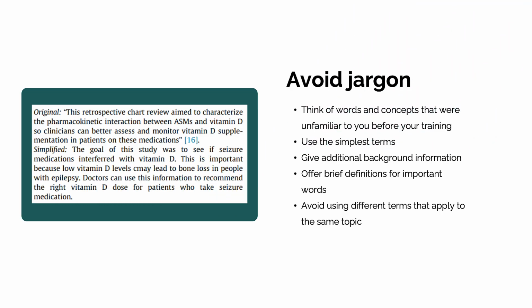The first technique is to avoid jargon. First, start by thinking about your early days in your field or research. Think of words and concepts that were unfamiliar to you. You can assume then that these would also be unfamiliar to your lay audience. Then be sure to use simple terms and give background information when needed. If a term seems a little difficult, give a brief definition to ensure your readers understand it. Lastly, avoid using different terms that apply to the same topic. Keep it simple. Take a moment to pause the video and read the example on the left.